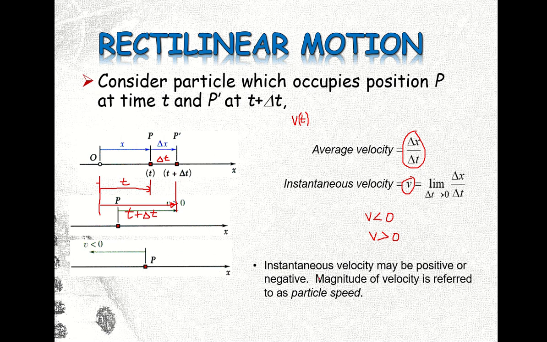And the magnitude of velocity is referred to as particle speed. That is the magnitude. Because when you speak of speed, that is just a scalar. When we speak of velocity, especially if that is expressed in terms of a vector, that is composed of magnitude and direction. So the magnitude there is what we call the speed.